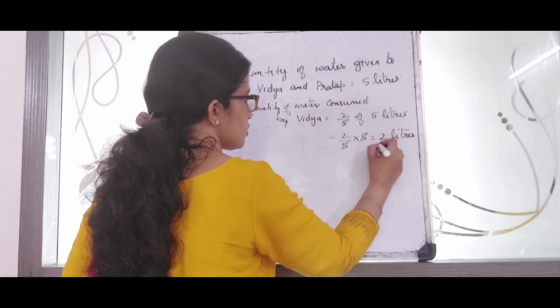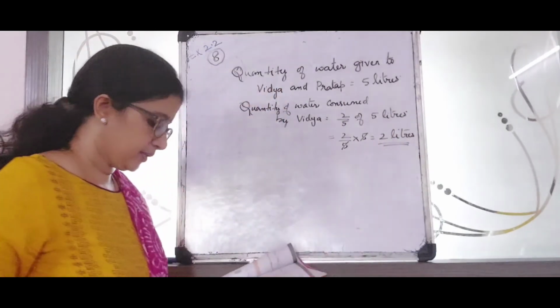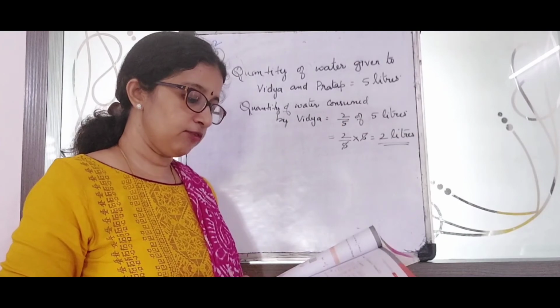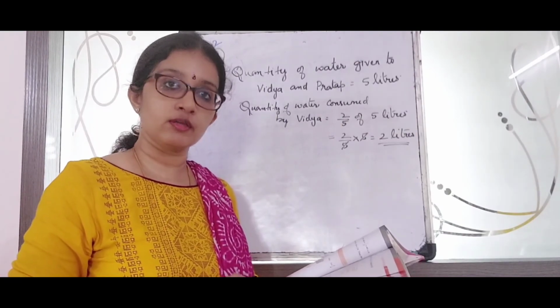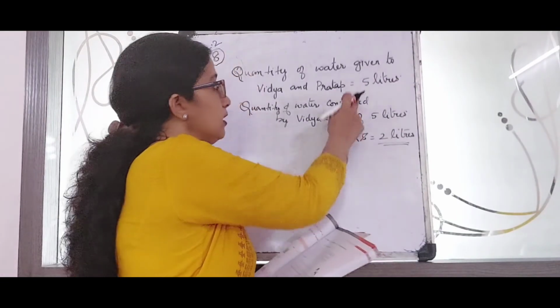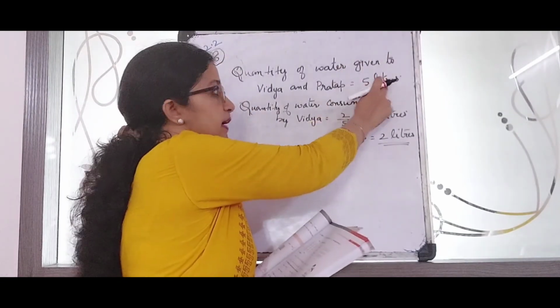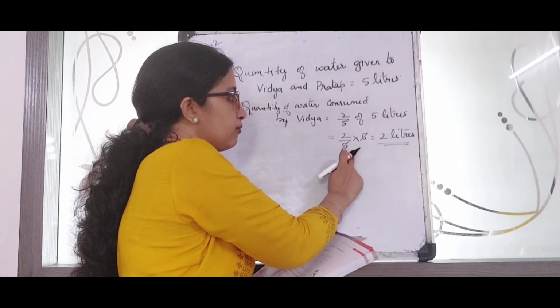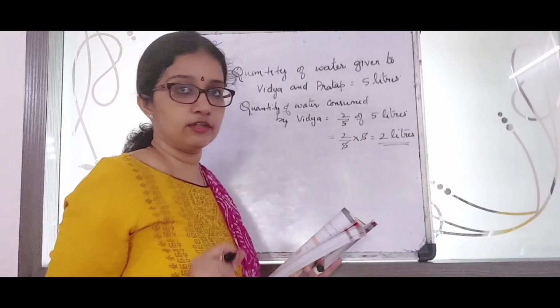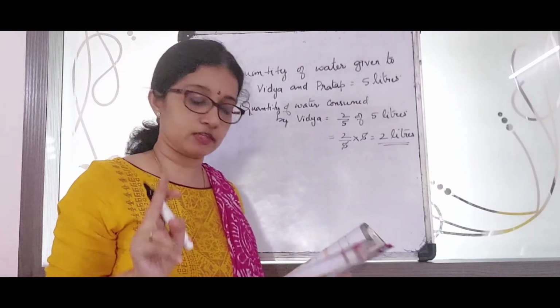Okay, this is the first question. What is the first question? How much water did Vidya drink? They have given that Vidya consumed 2/5 of the water. That means we have to find out 2/5 of the total quantity, that is 5 liters. That is 2 by 5 into 5 is equal to 2 liters. So Vidya consumed 2 liters of water. That is the answer for the first part.